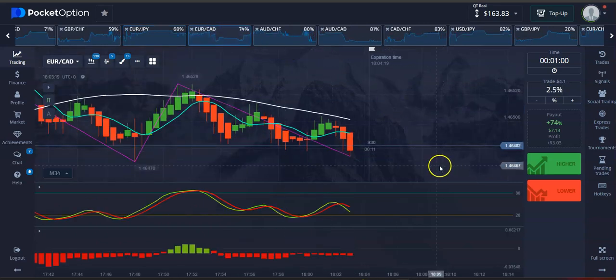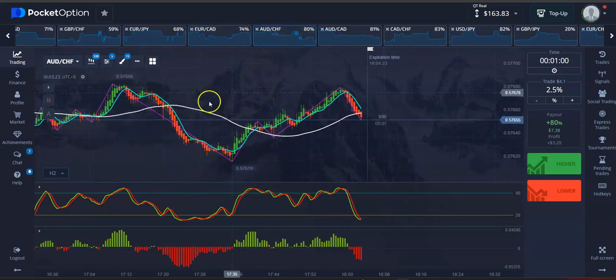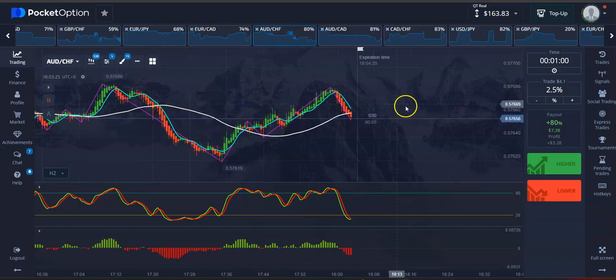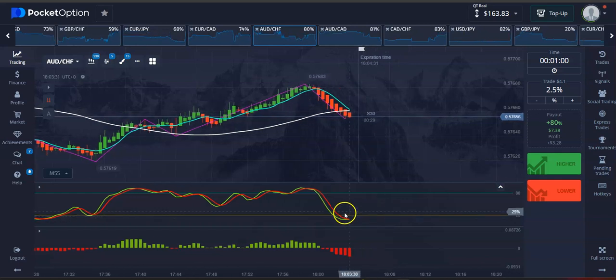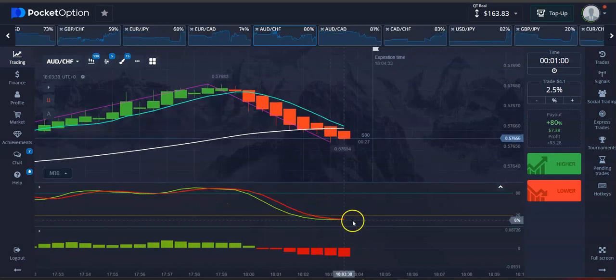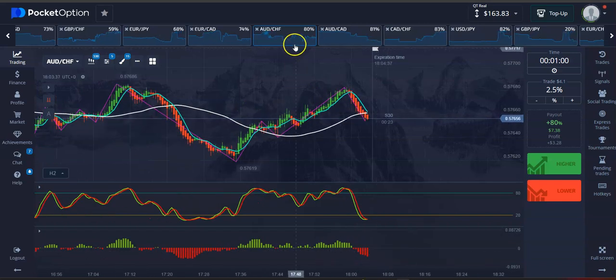Okay, let me flick through. Let me see if I can find. Okay, this one might be a good one. We can see stochastic has reached the oversold level. Potentially it is going to cross over, but we still have some bearish momentum. Gonna keep an eye on this one.